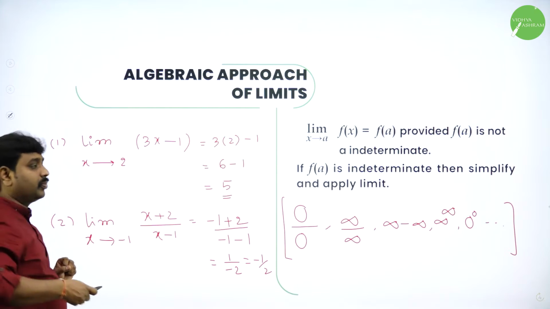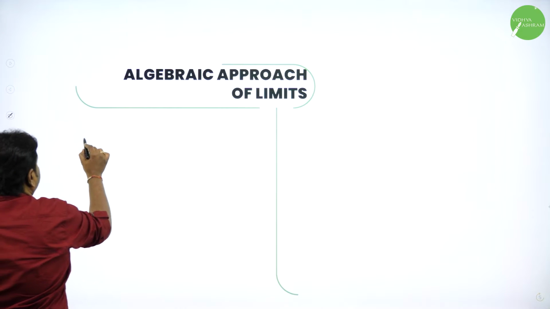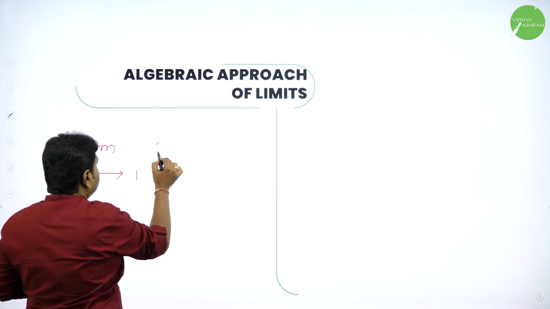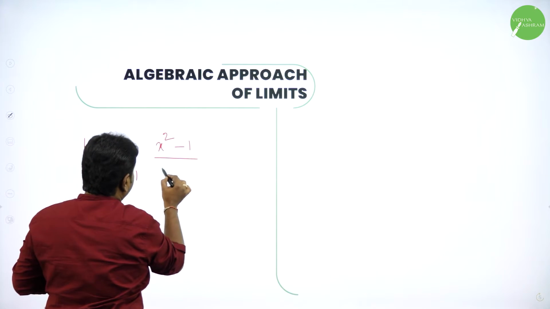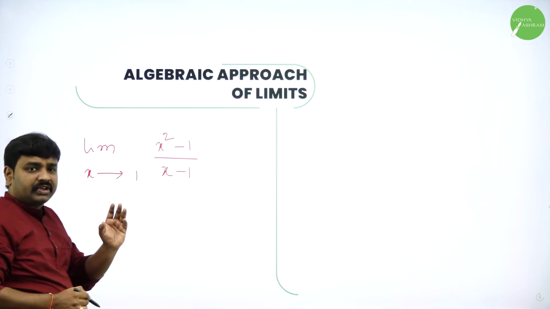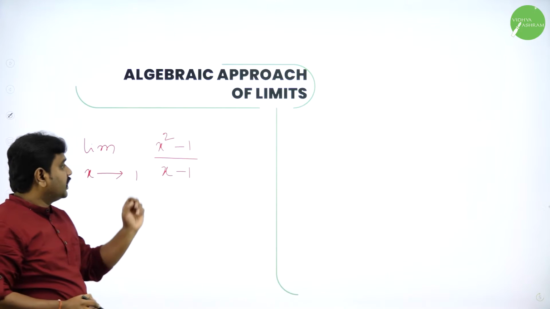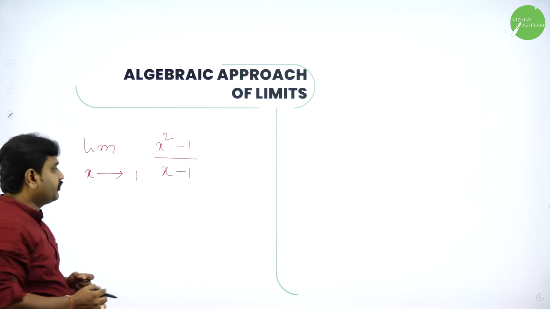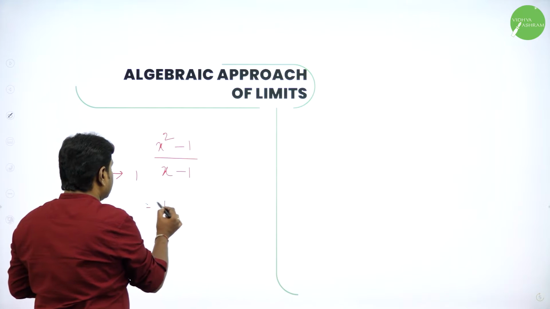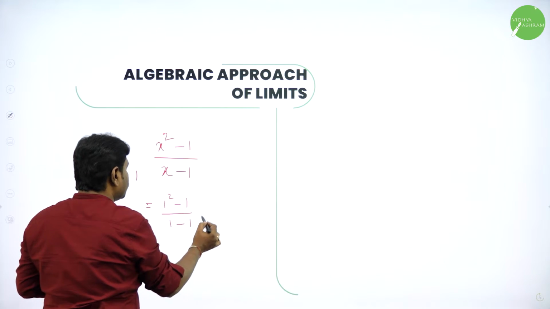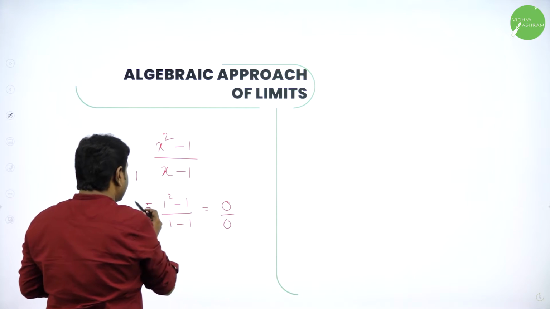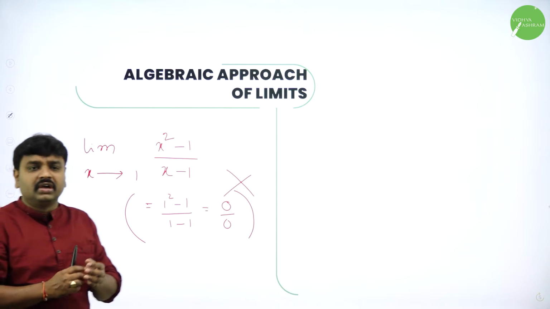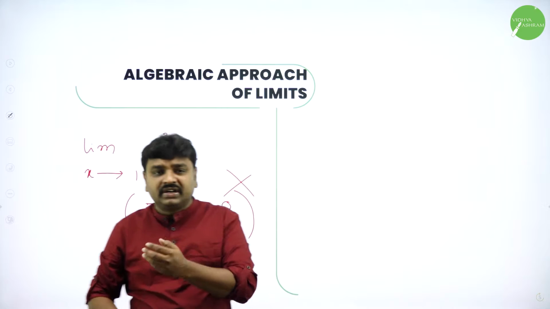Now we will take one more problem. Limit x tends to 1 of (x square minus 1) divided by (x minus 1). What is the problem I have taken? In the place of x put 1. If you put 1, you will get 1 square minus 1 divided by 1 minus 1. It will become 0 by 0. Directly when I apply limit, I am getting 0 by 0. You should never get 0 by 0. It is a mathematical indeterminate form.